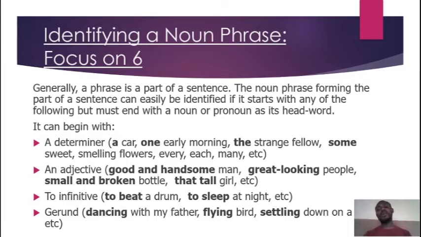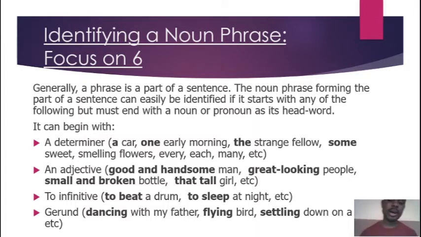And there's a great looking people. Great looking is an adjective, and people is a noun. Piecing them together, or lining them together, gives you what we call a noun phrase. Say small and broken bottle. A small and broken bottle, and that makes it a noun phrase. That tall girl. Now don't forget that we also have demonstrative adjectives, and possessive adjectives can also serve in this class when you want to form noun phrases.